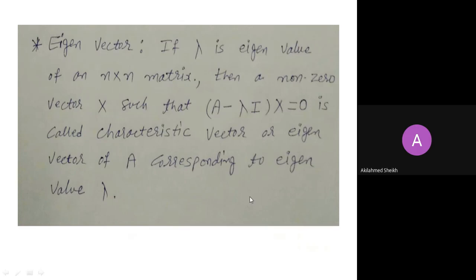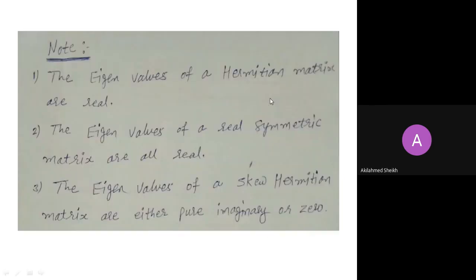Now here, eigenvector. If lambda is an eigenvalue of an n by n matrix, then a non-zero vector X such that A minus lambda I into X equals 0 is called a characteristic vector or eigenvector of A corresponding to eigenvalue lambda. These are simple and basic definitions of eigenvalues and eigenvectors.